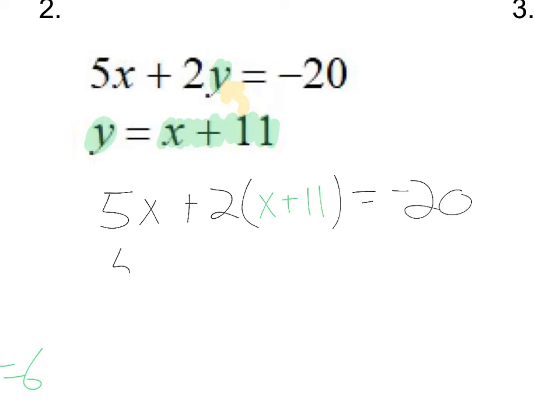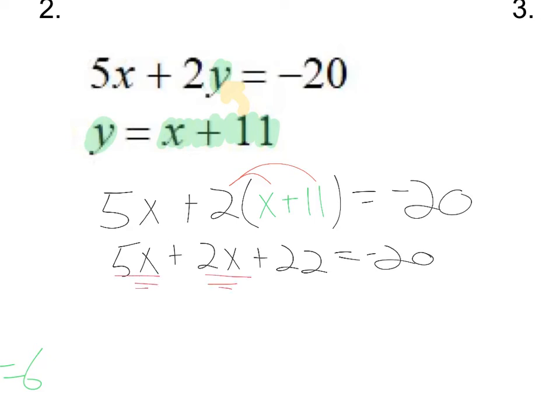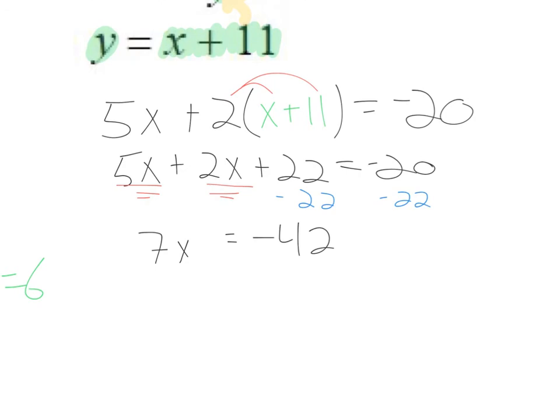So now we'll simplify this. 5x plus, got some distribution, 2x and then 22. So 2x plus 22 equals negative 20. I've got some like terms here, a 5 and a 2. So that would be 7x. And we want that 22 to the other side, so we'd subtract that over. Negative 20 minus 22, that's going to give me negative 42. And we would divide out the 7 to get x equals negative 6.